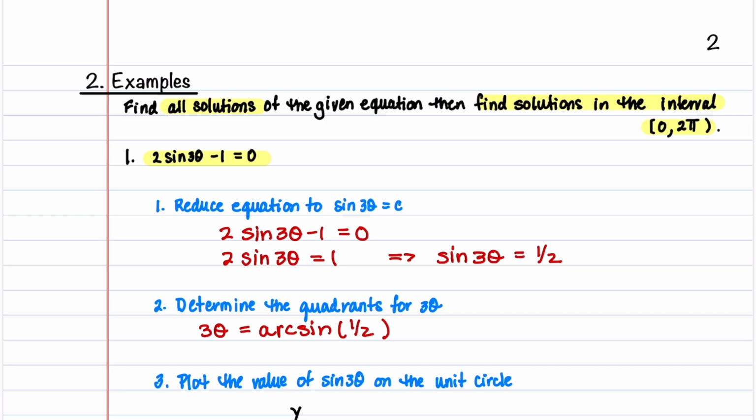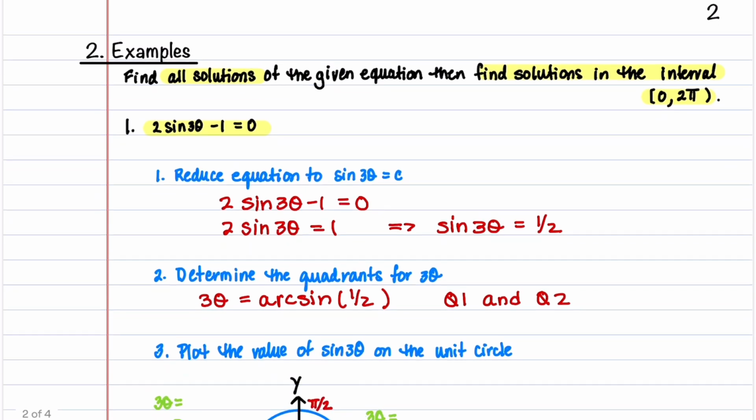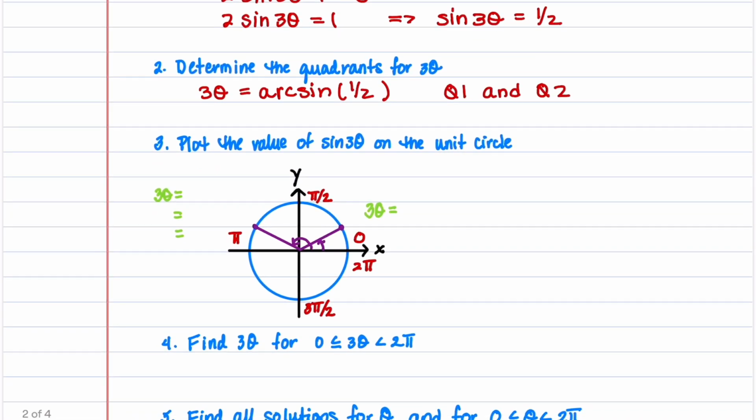Since 1/2 is positive, 3 theta is going to be located in quadrant 1 and in quadrant 2 because those are the quadrants where sine is positive. In quadrant 1, our 3 theta is equal to 3 times theta sub r, and this is going to be equal to pi over 6 because the arc sine of 1/2 is pi over 6.